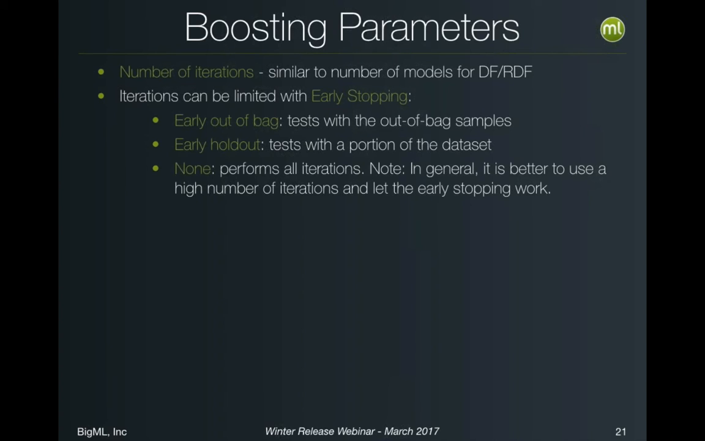And then you can also choose to do none, and this will just always perform all the iterations. So if I say do 1,000 iterations and don't use an early stopping criteria, it's going to go ahead and build all 1,000 trees. Now, in general, it's better to use a high number of iterations and let the early stopping do its work. And this is what I was trying to demonstrate, but it wasn't cooperating today.